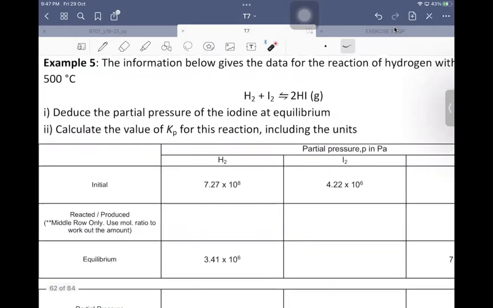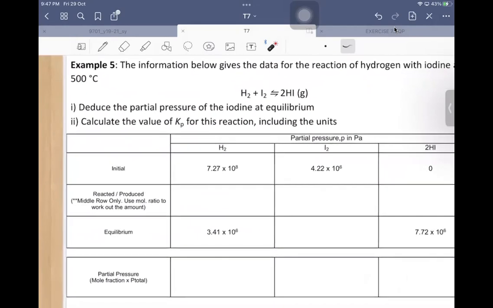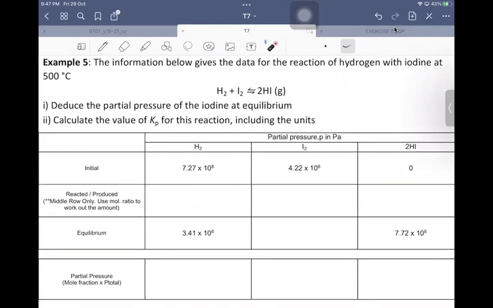the next question, example 5. Now, I noticed that example 5, actually, I do not need this whole table. So I myself was confused.